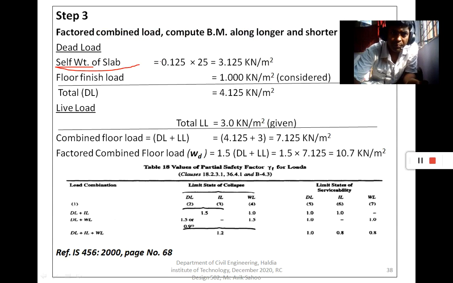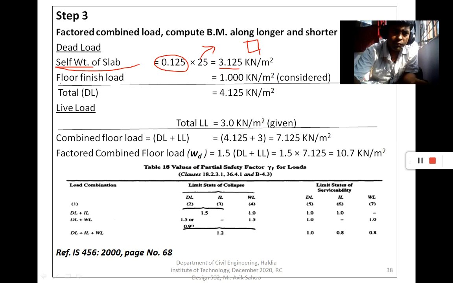The depth of slab is 0.125, and this is an RCC slab, so we multiply by the unit weight of reinforced concrete, which is 25. So we get 3.125 kilonewton per meter square. It means that per meter square, a 3.125 kilonewton load is applied due to self weight.